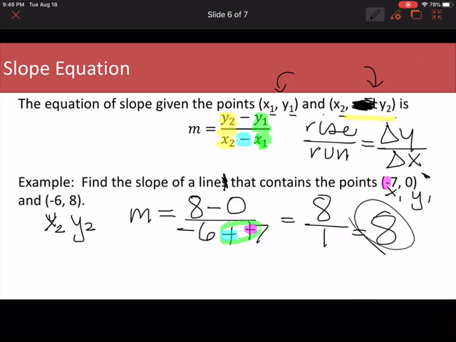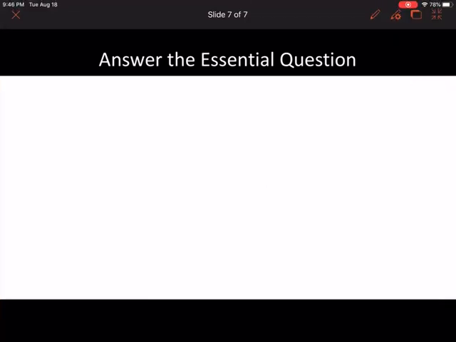All right. Region of slope. All right. And that's it. Answer your essential question again, in your own terms. All right. Good luck on the worksheet.